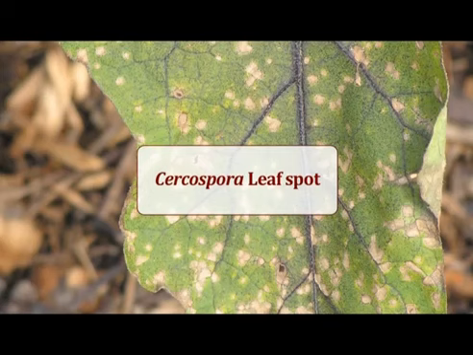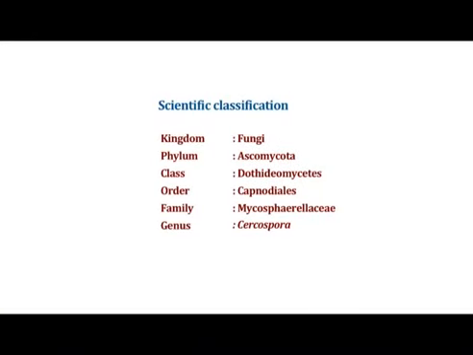Next disease is the Cercospora leaf spot. This pathogen produces indefinite leaf spots but grows as a sooty mold on the lower surface of the leaves. Now coming to the scientific classification of this pathogen. Kingdom is Fungi, phylum Ascomycota, class Dothideomycetes, order Capnodiales, family Mycosphaerellaceae, and genus is Cercospora.